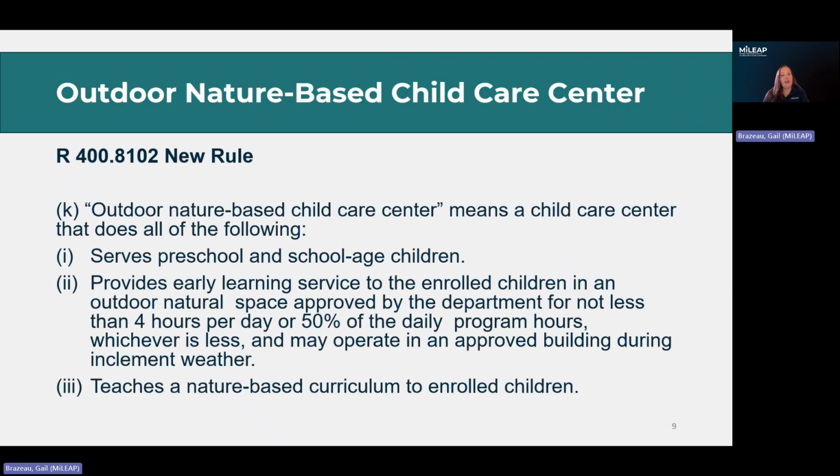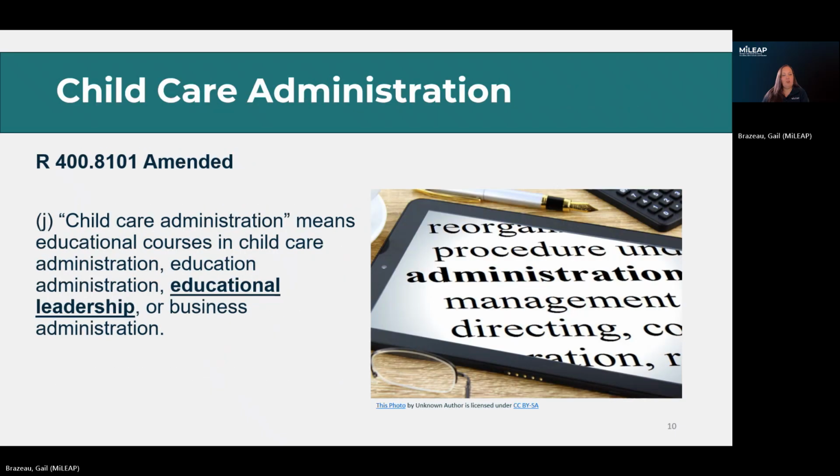And finally, an outdoor nature-based childcare center means a childcare center that does all of the following: serves preschool and school-age children, provides early learning services to the enrolled children in an outdoor natural space approved by the department for not less than 4 hours per day or 50% of the daily program hours, whichever is less. And it may operate in an approved building during inclement weather. And it also teaches a nature-based curriculum to enrolled children. So we've defined all of our different types of centers.